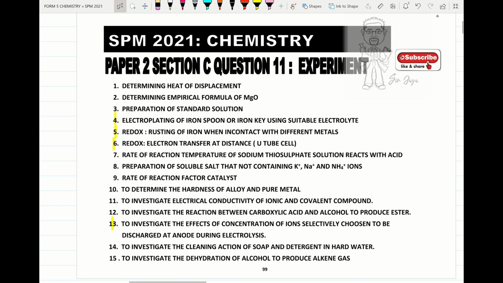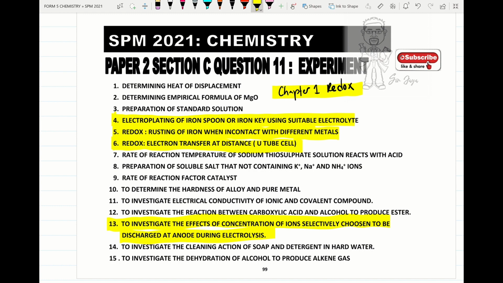So in this slot, we're going to discuss a few essay questions from chapter 1, redox equilibrium. So we move on to the first question. First will be electroplating of an iron spoon or iron key using a suitable electrolyte. Under redox reaction, rusting of an iron nail when in contact with a different metal, electron transfer at a distance or U-tube cell, and the most important will be to investigate the effects of concentration of ion selectively chosen to be discharged at the anode during the electrolysis process. These are the most important essay questions.